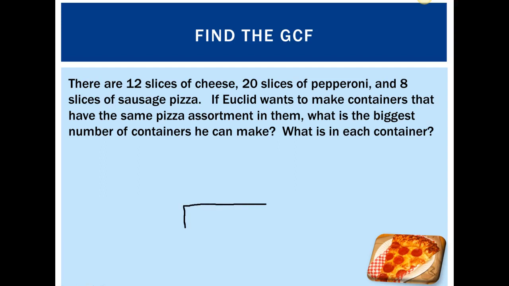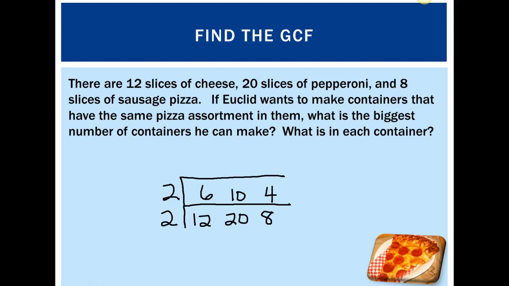I will first put all three numbers inside a division bracket. Next, I will look for a common prime factor to divide out, and since they're all even numbers, I think I'll use 2. And that would leave me with 6, 10, and 4 on top. I have 3 even numbers still, so I know I can divide by 2 again. After I divide, I have 3, 5, and 2. 3, 5, and 2 have only a common factor of 1, which tells me I'm finished.